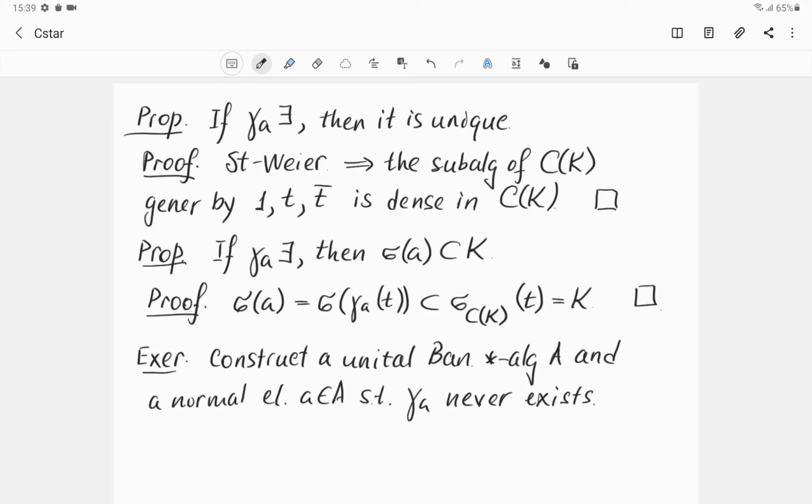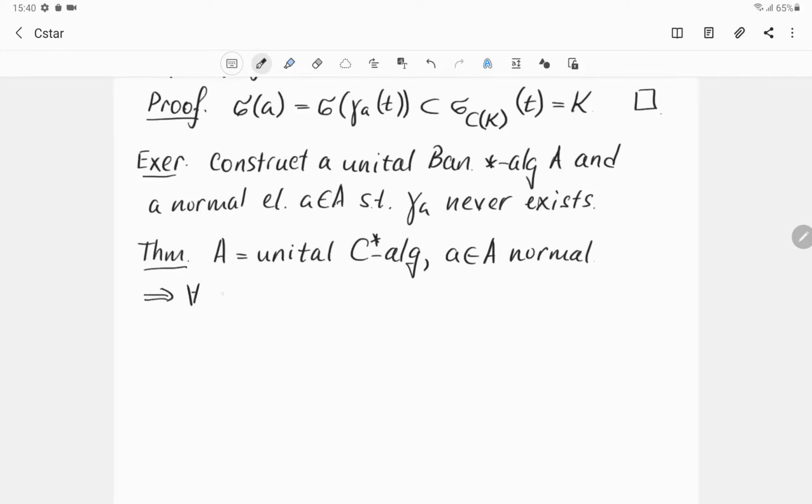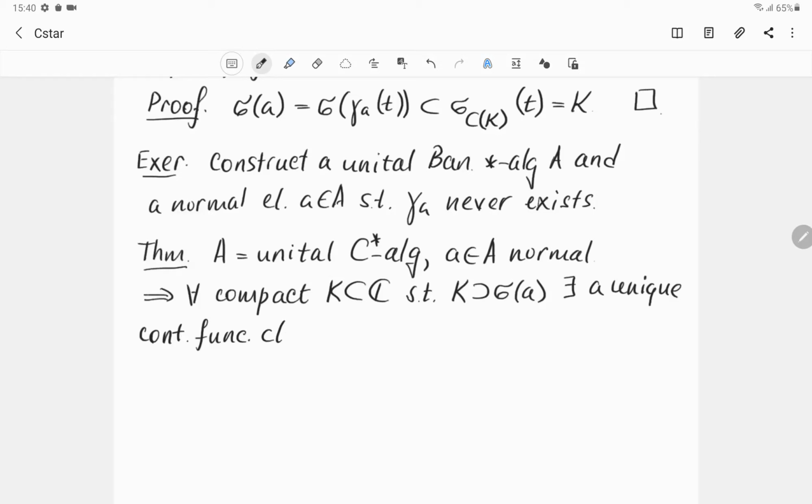Fortunately, for C-star algebras, the above necessary condition, I mean this inclusion, is also sufficient for the existence of a functional calculus. So we have the following theorem. Suppose that A is a unital C-star algebra and little a is a normal element. Then, for each compact subset K of the complex plane such that K contains the spectrum, there is a unique continuous functional calculus for A and K.